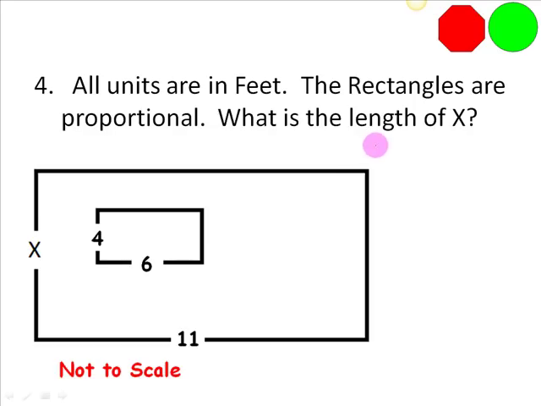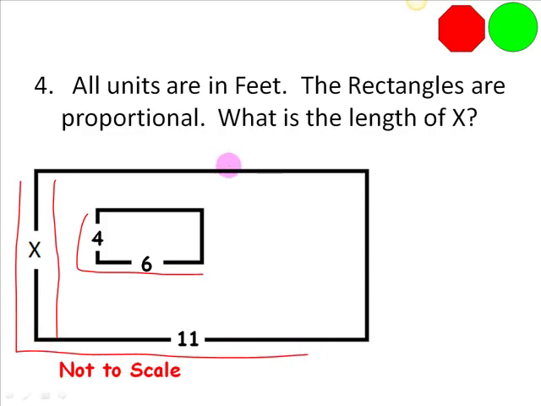Alright, we have proportional rectangles. We know that. We've been told that. So we need to find out the length of x. We need to know what this length is right here. And so a couple of ways we can do this. We can compare the ratio of the length of this side to that side with the length of this side to that side. And it would look something like this.